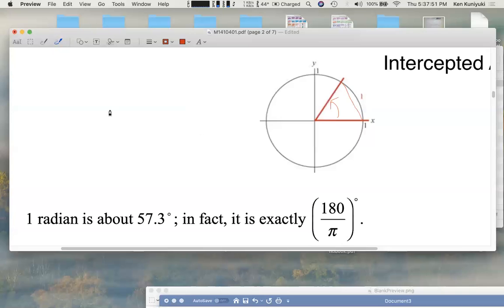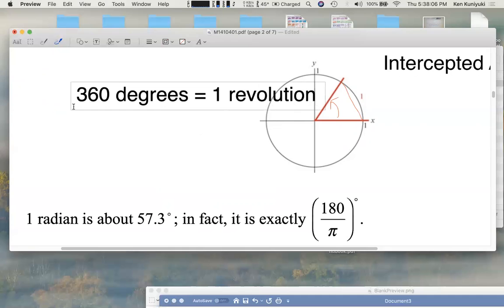For the following reason, let's talk about why. Okay, so we have, I'll type it out, 360 degrees in one complete counterclockwise revolution, right?